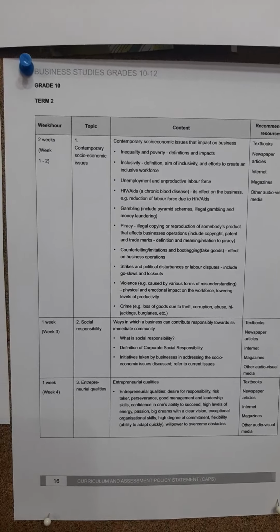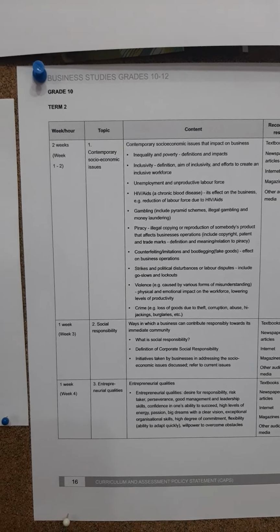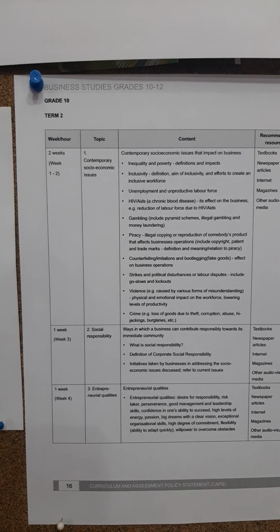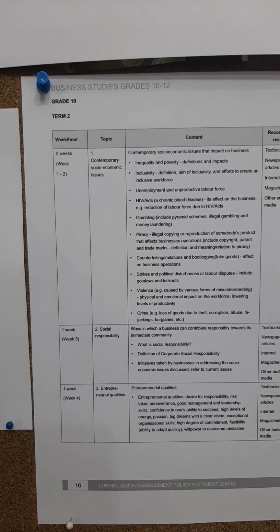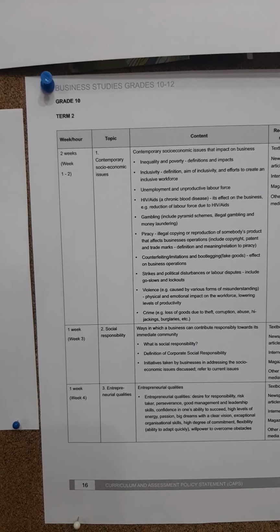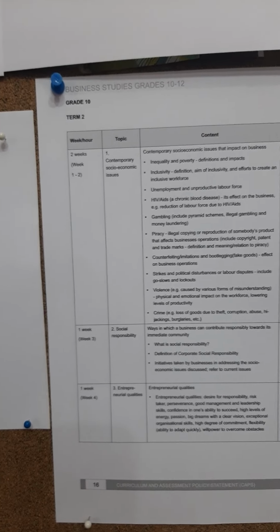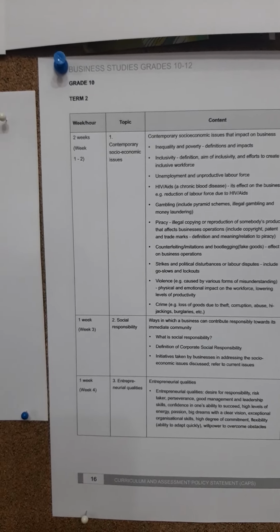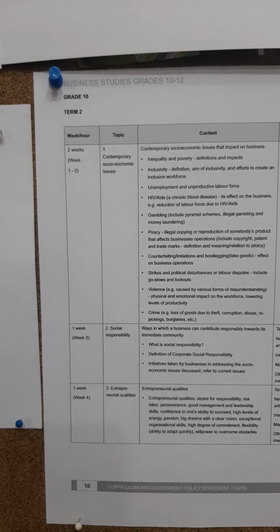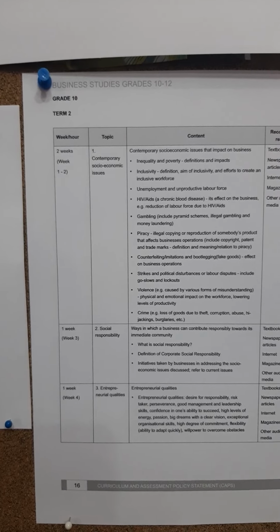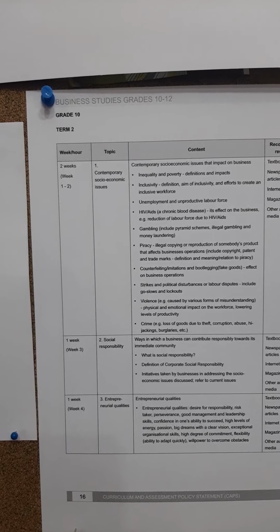So in the first column, it says week and hour. So in other words, whatever we're going to do under this topic, we're going to do it over 2 weeks, week 1 and week 2 of the term. So the topic for week 1 and week 2 is contemporary socio-economic issues. That is the topic. So that topic will be written in the column where you have topic in your work schedule.